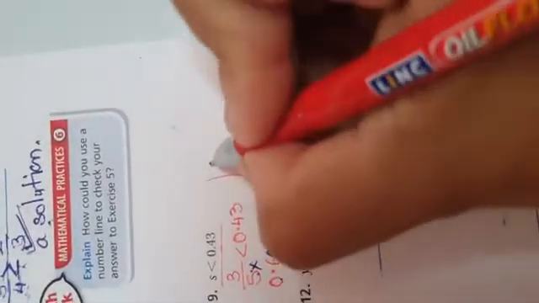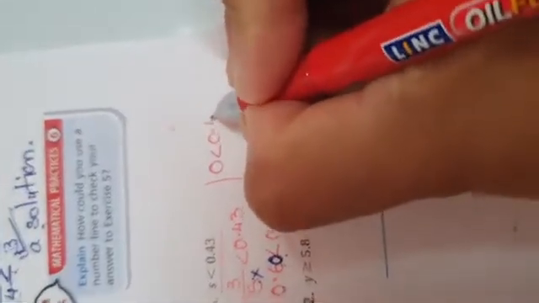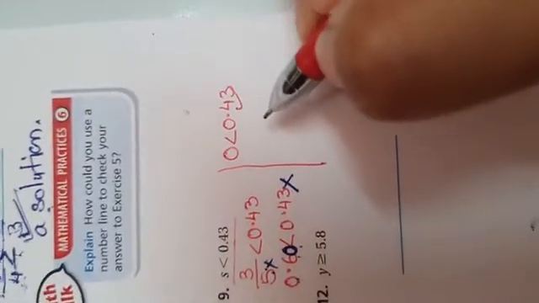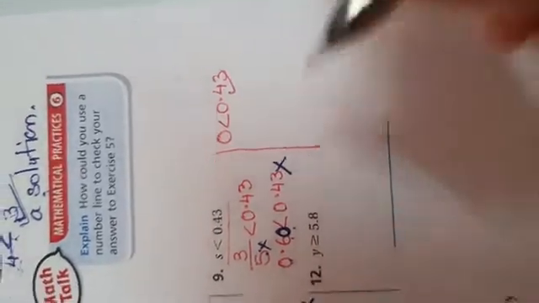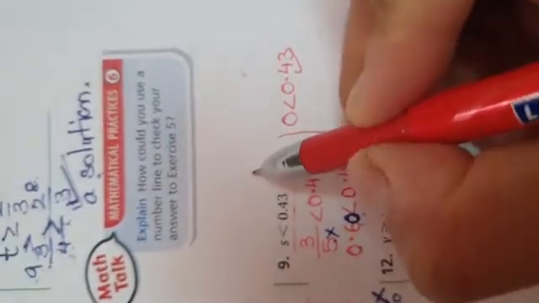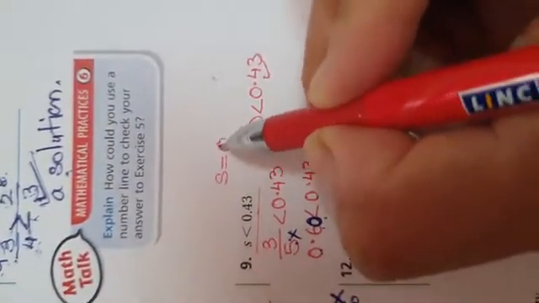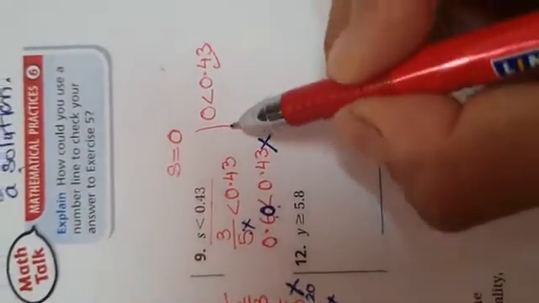Let's try with S is equal to 0. Is 0 less than 0.43? There is nothing to think. Of course, it's less than 0.43, which means it is a solution. So what's the first solution we got for this inequality? S is equal to 0. This is our first solution.